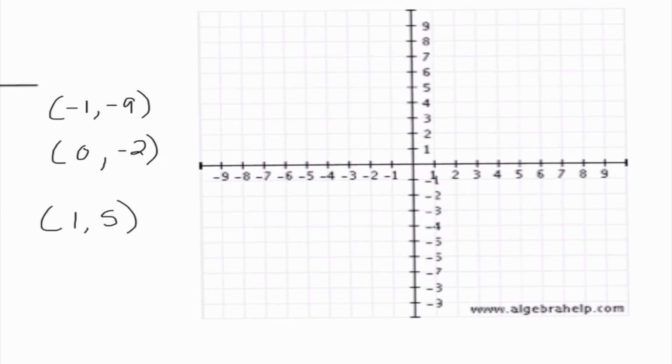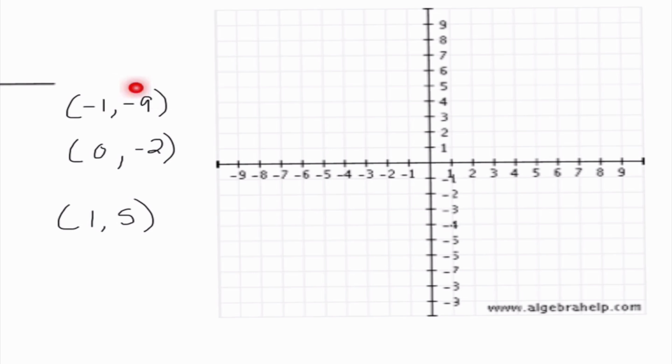So just a reminder, something like -1, -9 means that I'm going to the left one and down 9. So I'm going to go ahead and put an ordered pair or a point right there. My next ordered pair is 0, -2, which means I'm not moving right or left at all. I'm just moving down 2. And lastly, 1, 5 means I'm going to the right 1 and up 5. So I'm going to put that ordered pair as well.